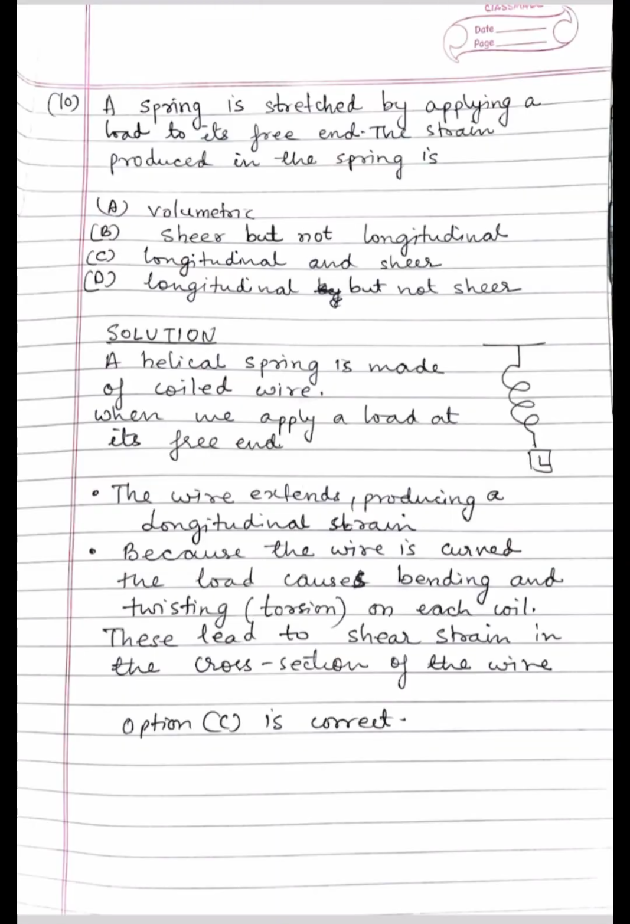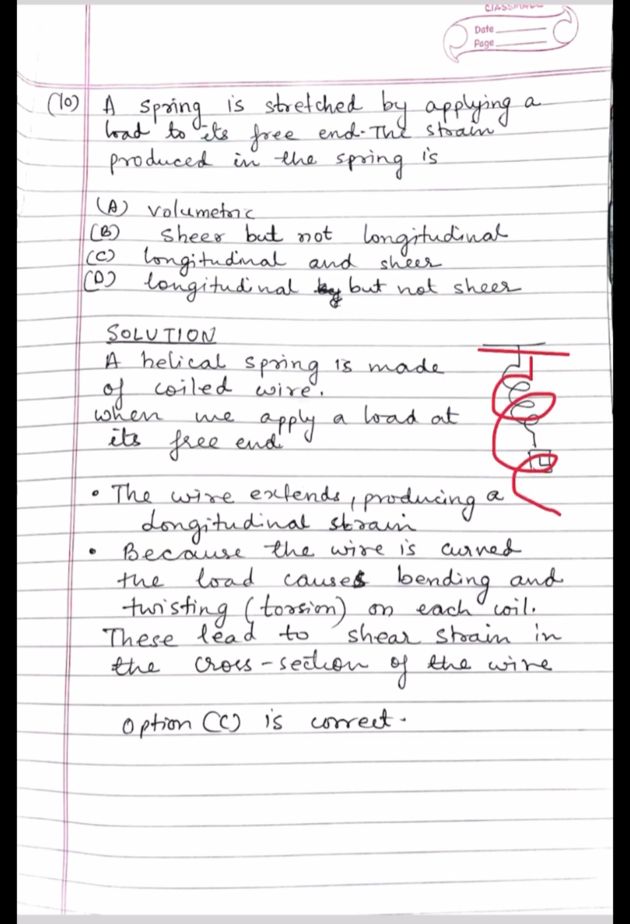Now we come to the last question of this video, question number 10. A spring is stretched by applying a load to its free end. The strain produced in the spring is volumetric, shear but not longitudinal, longitudinal and shear, or longitudinal but not shear. So we are given a helical spring. Whenever we are given a helical spring, this is our spring, it is helical.